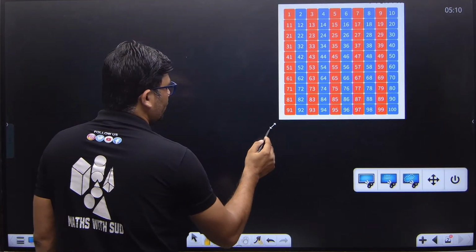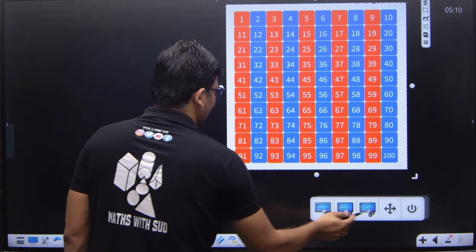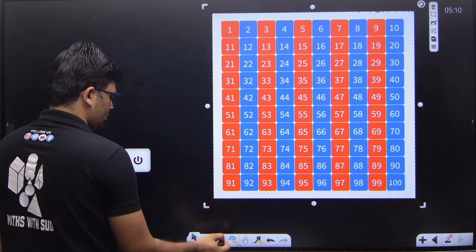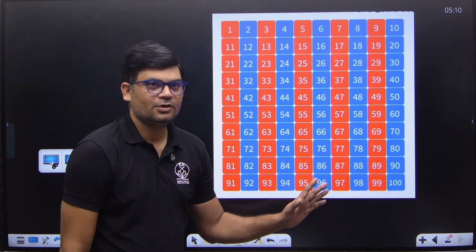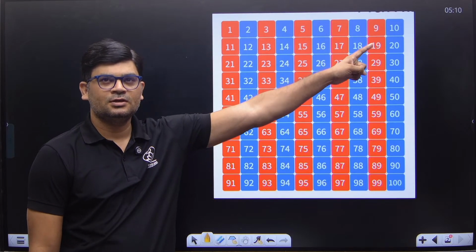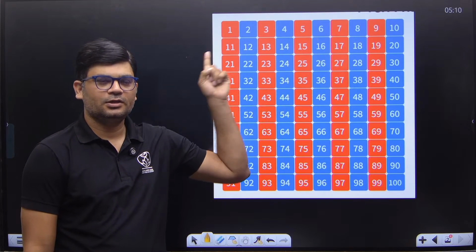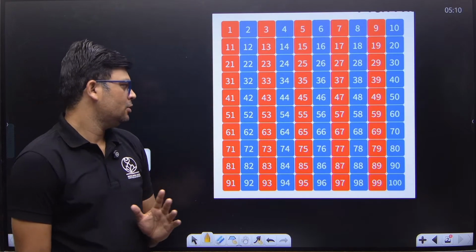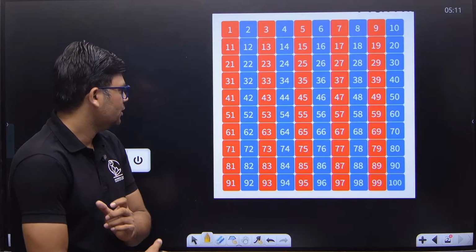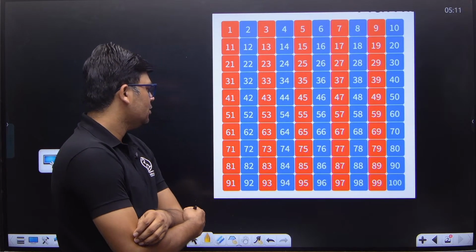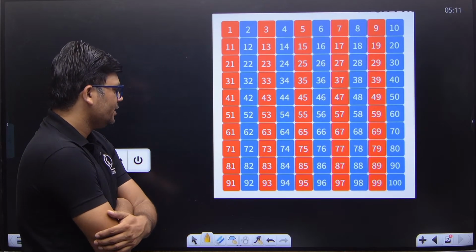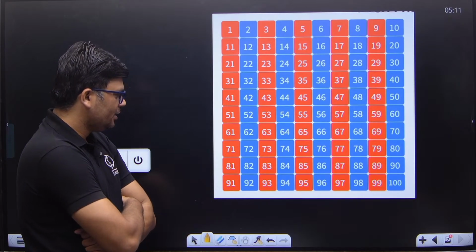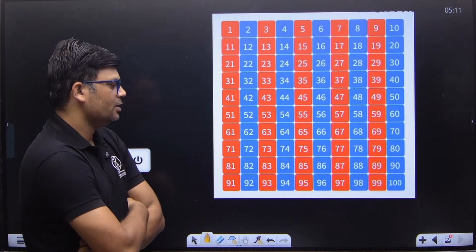I wanted you to write all the numbers from 1 to 100 the way I have written here. Please write down. Okay. In the same way, you have to write from 1 to 10 like this, then 11 to 20, then 21 to 30, then 31 to 40, then 51 to 60, followed by 61 to 70, then 71 to 80, then 81 to 90, and 91 to 100.